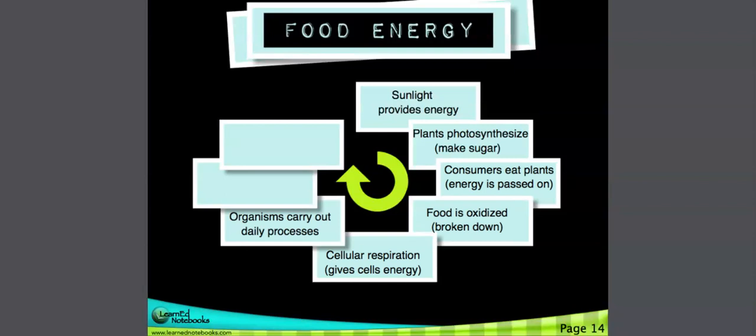Organisms carry out their daily processes. So I don't mean just walking or jumping or throwing a basketball, but I mean things like repair of tissue and growth and the transfer of oxygen throughout the body. All of those things on the cellular level that occur without us even thinking about it. Organisms use and release energy. And finally, energy is recycled in many forms.